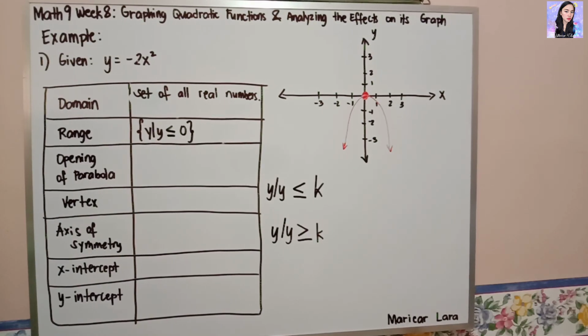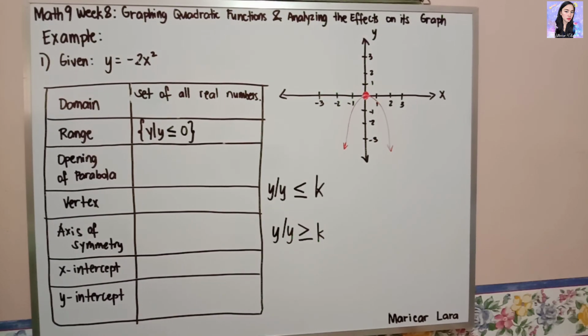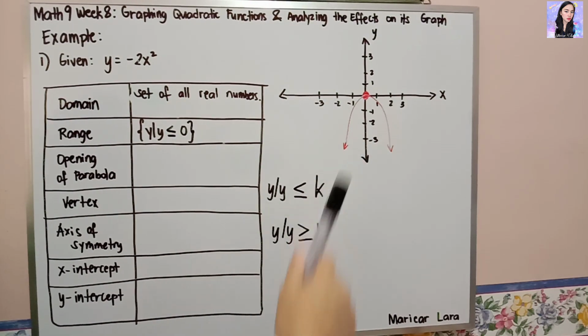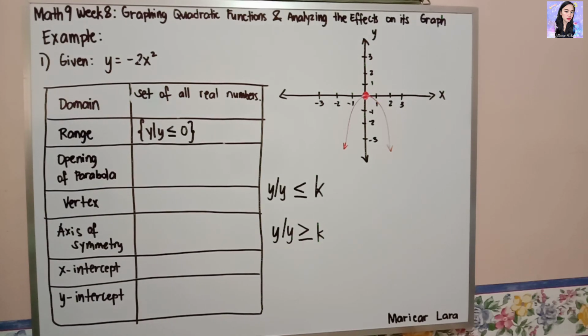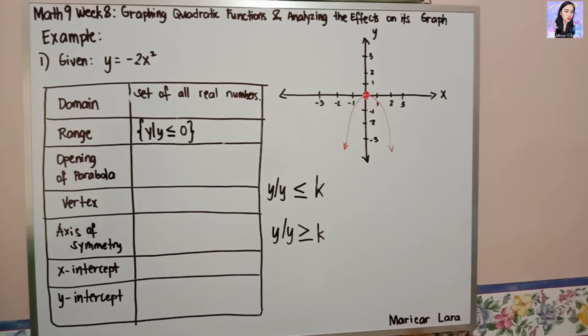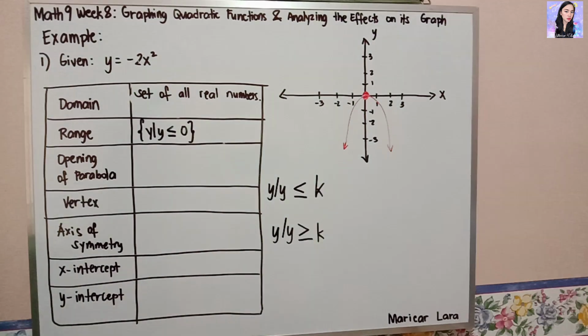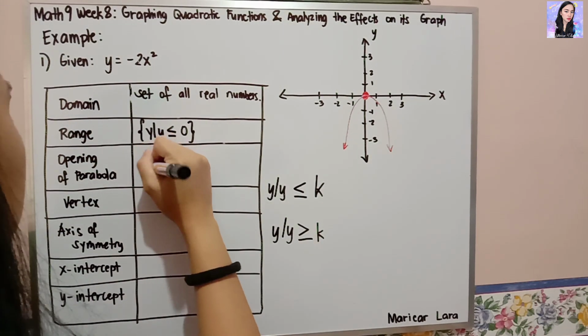Susunod naman ay yung opening ng parabola. So, titingnan lang natin yung graph. So, dalawa lang ang pwedeng maging sagot, upward or downward. So, obvious naman, downward siya. So, ang ilalagay dito ay downward.